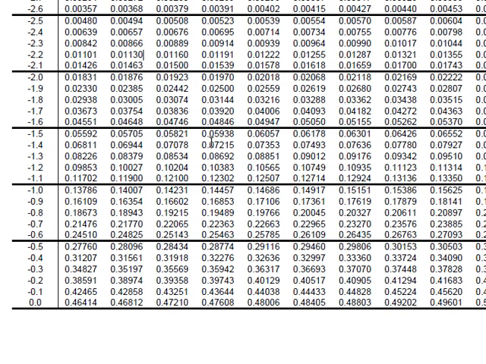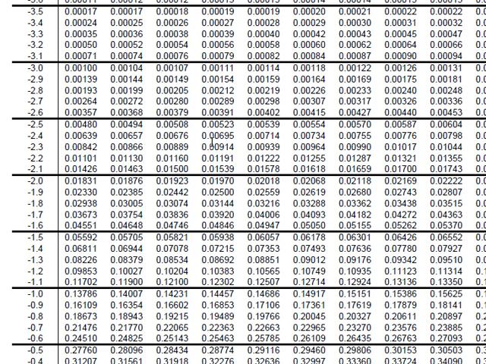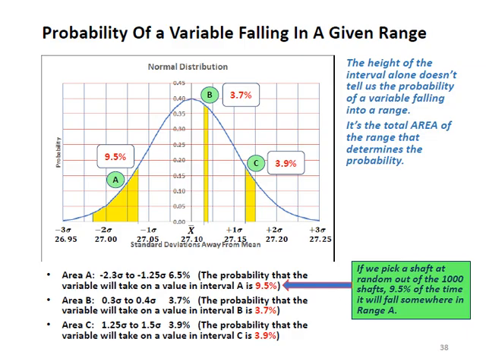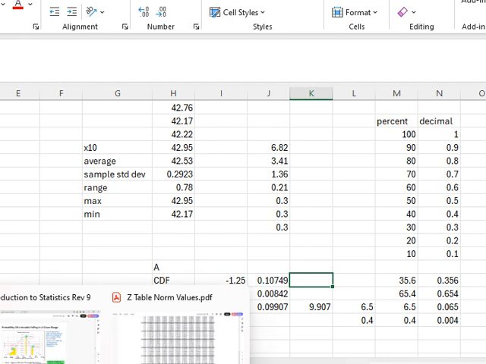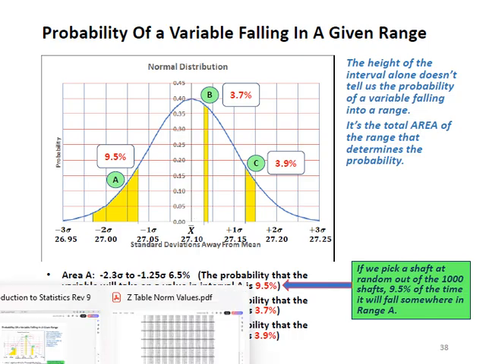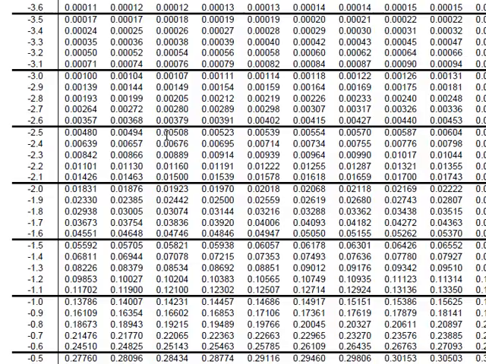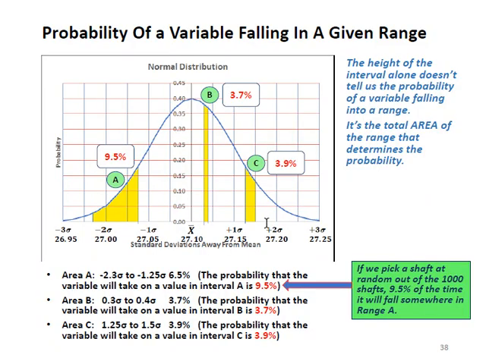Because Z tables have a little bit of variation, depending on who is producing that table. Slight differences are not much, but you can also use the NORM.DIST function in Excel. And this is just showing you with the table that we're calculating.